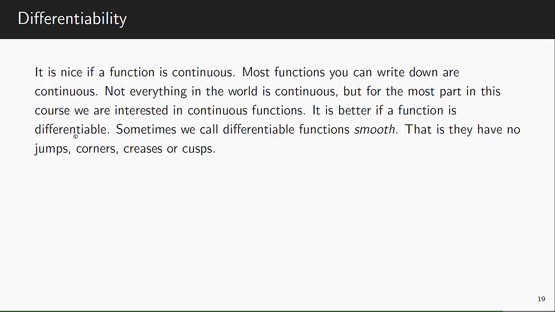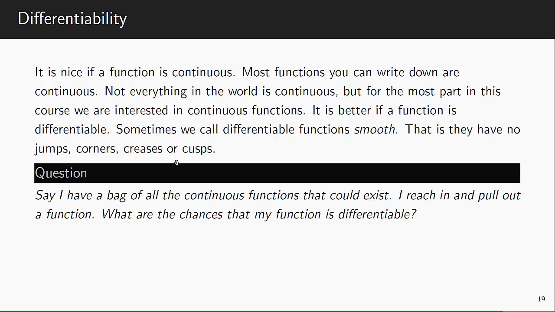It's even better if the function is differentiable. We usually call differentiable functions smooth. Differentiability has some notion of there not being corners in functions. Okay, so that's where the name smooth comes from. In other words, they shouldn't have jumps, corners, creases, or cusps, because those places would give you non-differentiability.